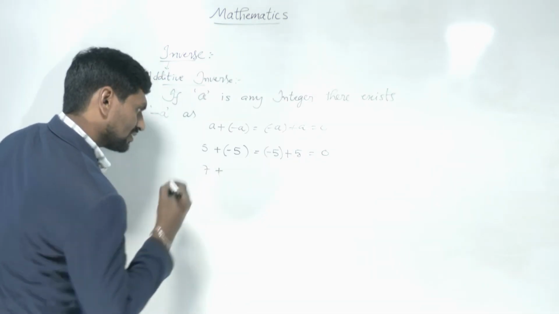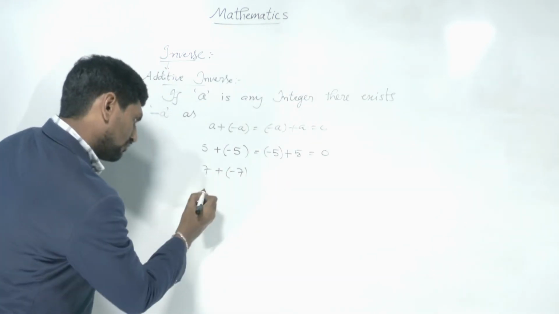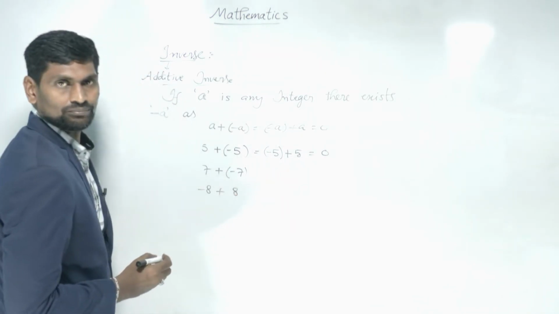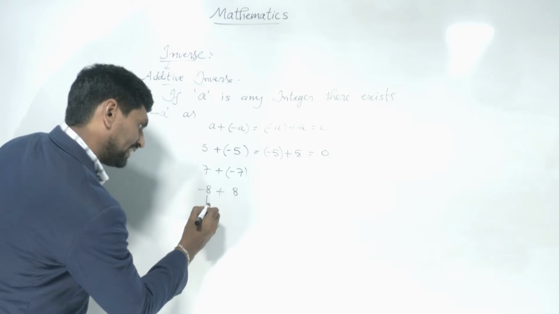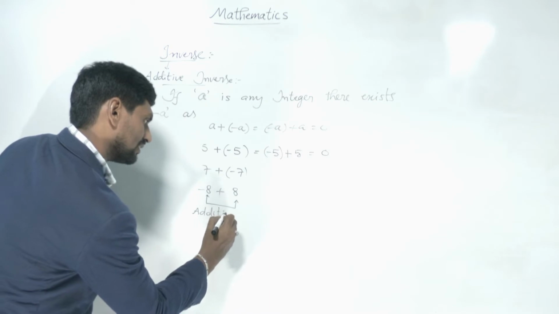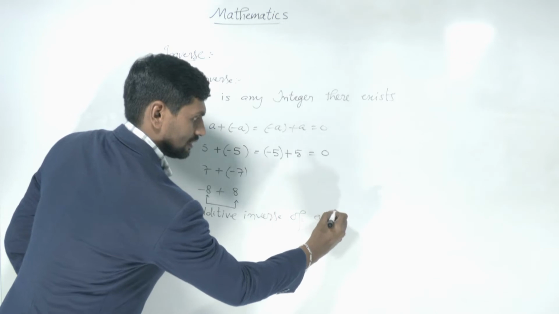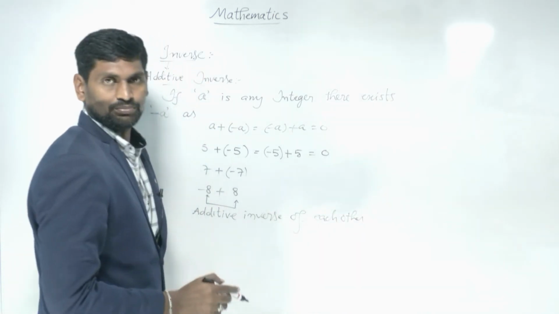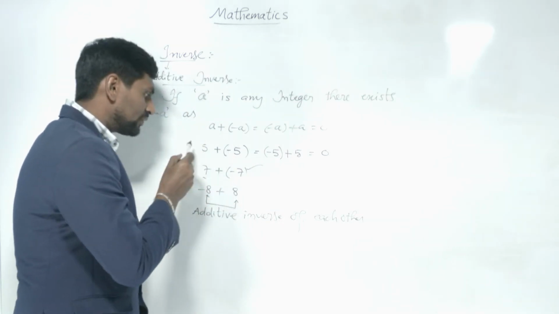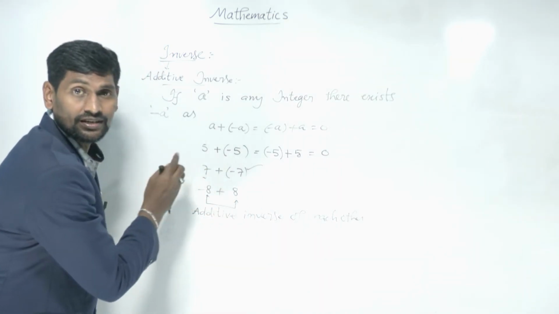For 7, what is this negative integer? Minus 7. For minus 8, plus 8. Now 8 and minus 8 are additive inverses of each other. That means 7's additive inverse is minus 7, and minus 7's additive inverse is plus 7.